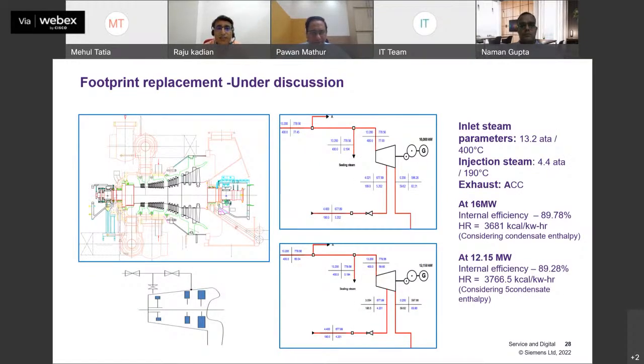This is a project where we are giving a solution. It is a 16 megawatt project where we are giving a solution with 2 ESVs with the wheel chamber bypass and inner bypass. You can see that the internal efficiency of the machine is close to 90%, and it has multiple valves.